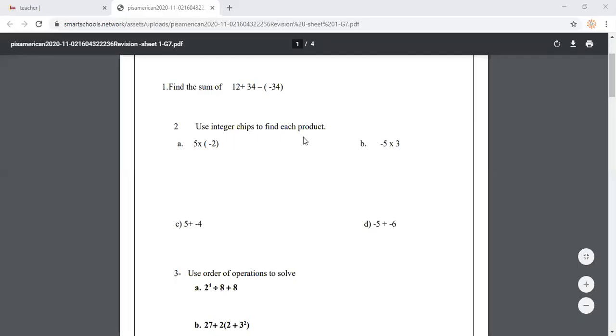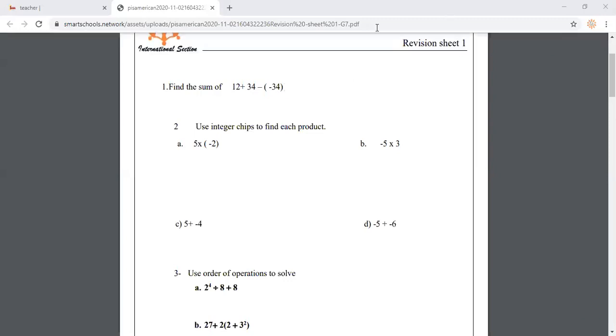Minus, it's going to be positive. Exactly. So we have negative and negative, right? In this question, we have to note that this is 12 plus 34 minus negative 34. So first of all, we have to change here. We note that we have negative and negative, right? So we will write the question.